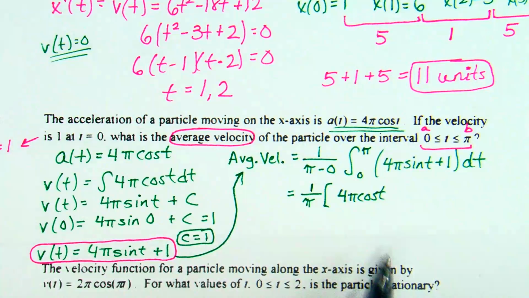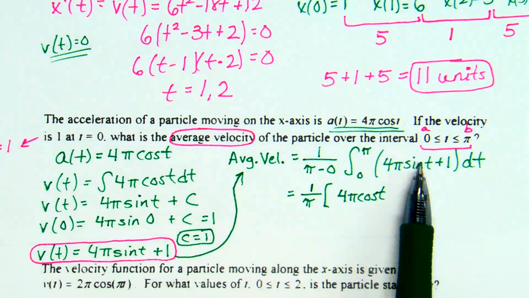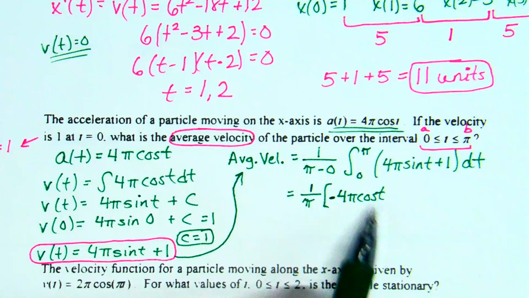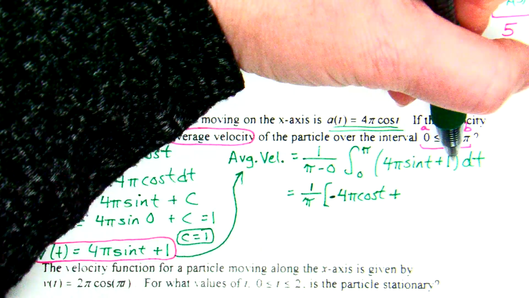So the integral of 4 pi sine t. 4 pi carries down. The integral of sine has to be cosine. The key is to figure out if it's positive or negative. The integral of sine is going to be negative cosine, because normally the derivative of cosine is negative sine, so we have to have a negative in here somewhere. Plus, what's the integral of 1? t. Because the integral of 1 is t, so plus t. Evaluated from 0 to pi.